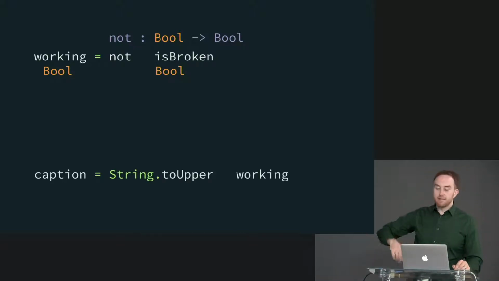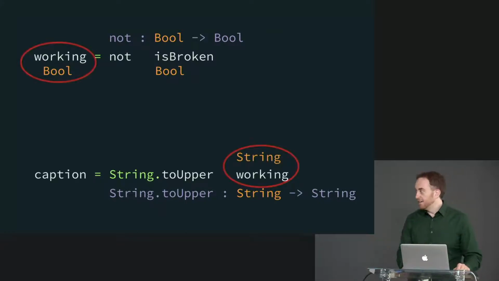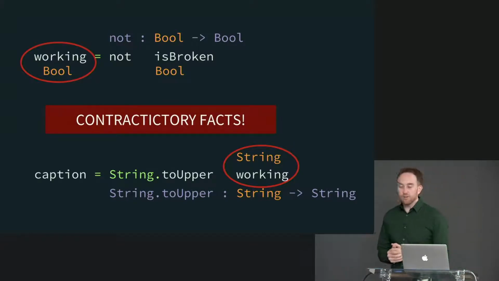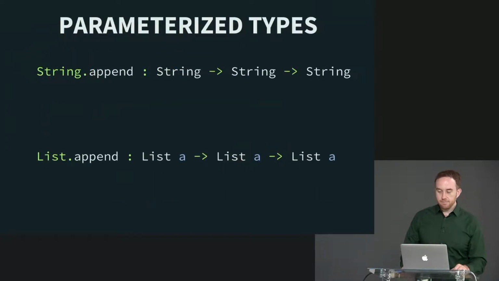Then let's say later on in the same let expression, we have caption equals String.toUpper working. Now it says, okay, String.toUpper takes a string and returns a string, which means that working must be a string. Uh-oh, we've concluded two facts that are at odds with one another. In one case, it claims that working is a bool. In the other case, it claims working is a string. These are contradictory facts. This is how we get a type mismatch. As soon as it encounters a contradiction like that, it's like, okay, our constraints have unified to something that does not make sense, therefore type mismatch.